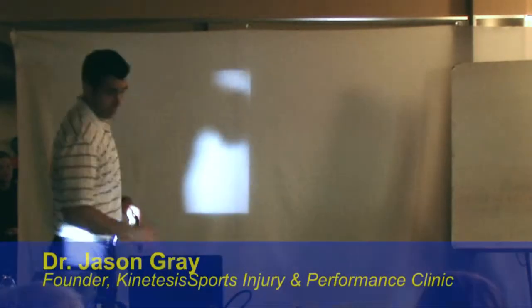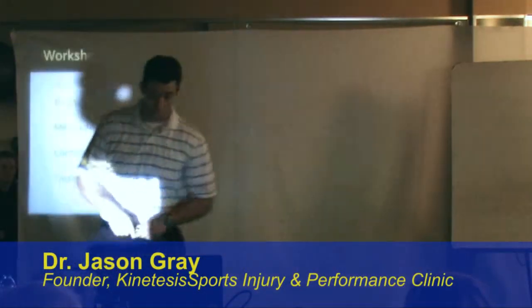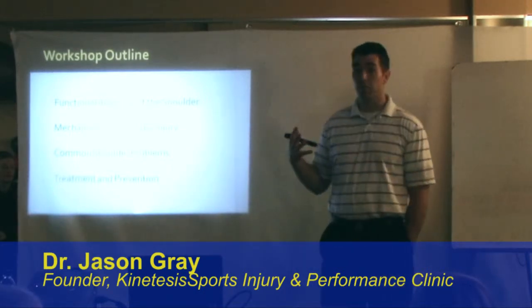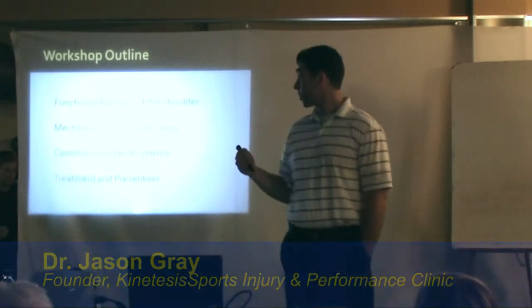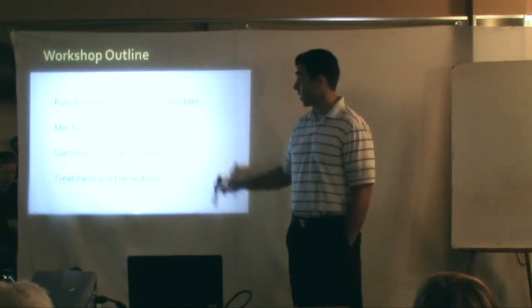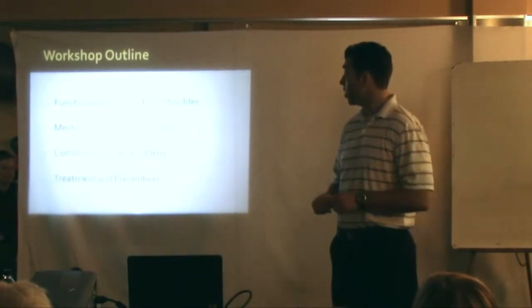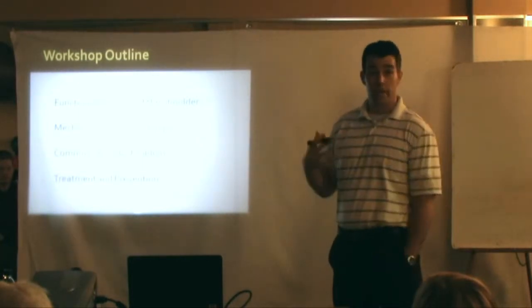So just to start with, a brief outline of what we're talking about this morning. We're going to break this up into 4 different brief sections. The first thing we want to talk about is a crash course on the normal functional anatomy of the shoulder. So we're going to talk about what are the key joints and key muscles.